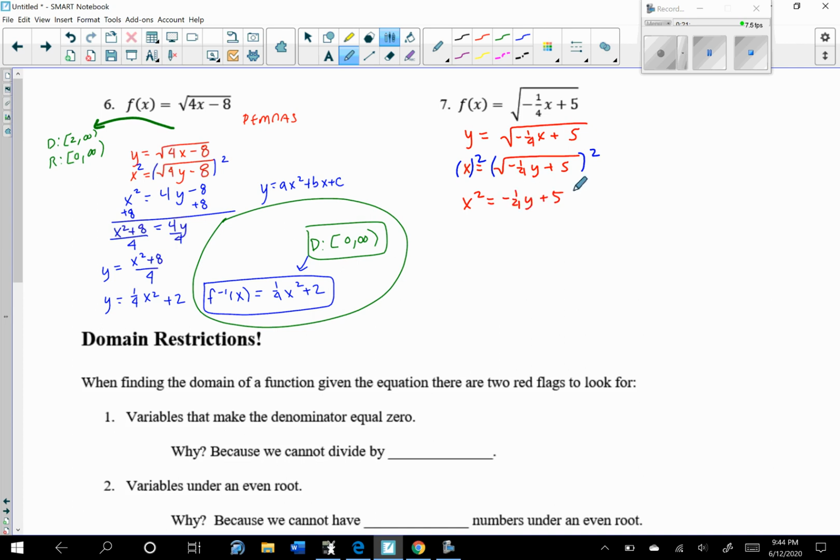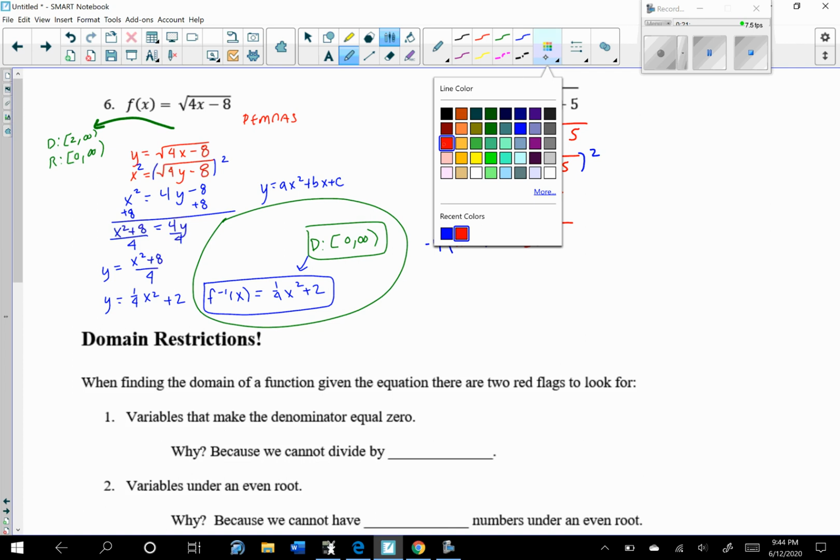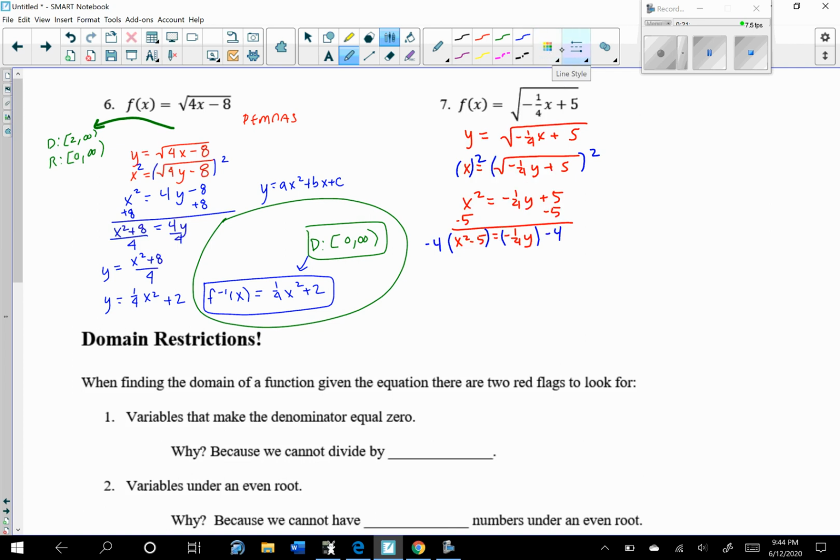And then now we're doing what's underneath the radical because that's like the parentheses. So we want to get rid of that 5 by subtracting it first. And then to get rid of the -1/4, we're going to multiply both sides by -4. That means we're multiplying all of this by -4. And don't forget you want to distribute, so we get -4x squared, negative times negative is positive, so plus 4 times 5 is 20, is y equals.